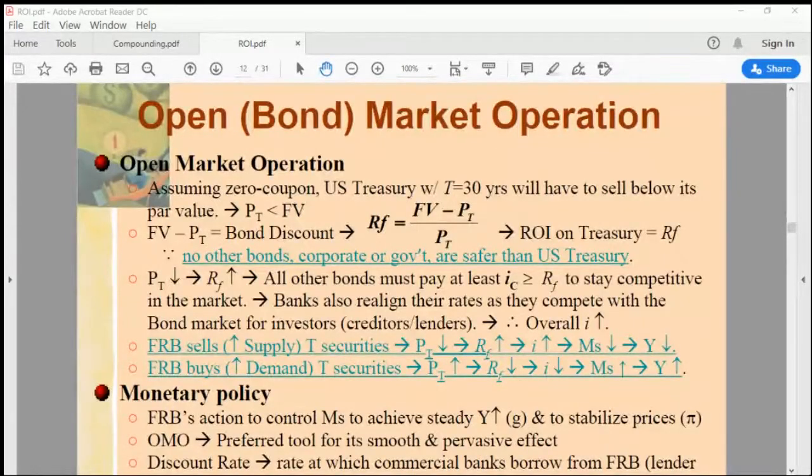Hello, welcome back to the continuing lecture in principles of finance. And the topic we've been covering so far is the return on investment and macroeconomics.